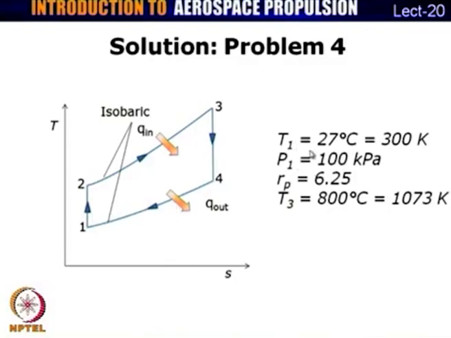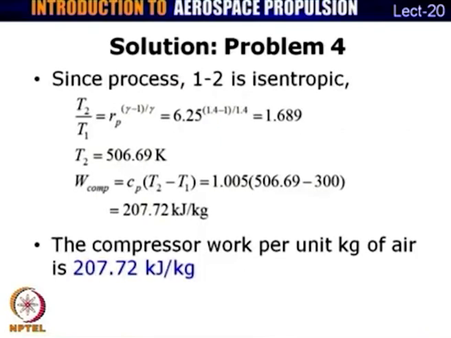So, temperature at state 1 is given as 27 degrees Celsius, which is 300 Kelvin. Pressure is given as 100 kilopascal. The pressure ratio is given as 6.25 and temperature at state 3 is given as 800 degrees Celsius, which is 1073 Kelvin. Now, as we have solved for the diesel and Otto cycles, since process 1-2 is isentropic, the temperature ratio T2 by T1 will be equal to the pressure ratio, that is P2 by P1 raised to gamma minus 1 by gamma, where gamma is the ratio of specific heats for air.